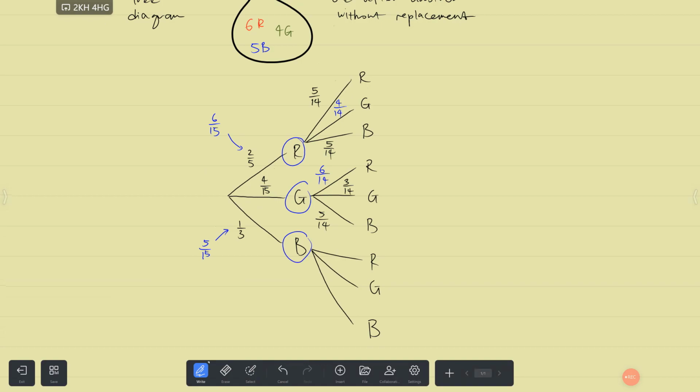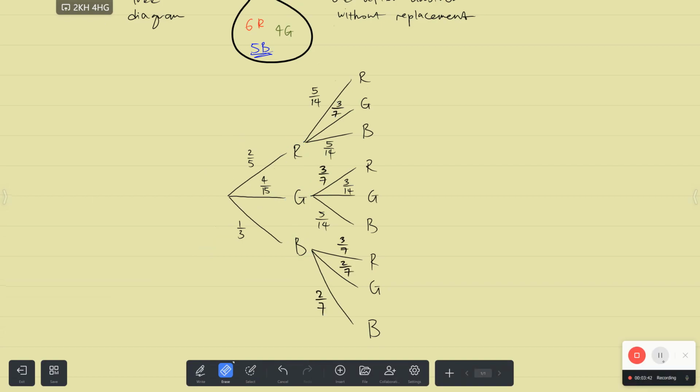So if you take 1 blue marble at the start, you will have 4 blue marbles left. But the red marbles will be 6 out of 14. Green marbles will be 4 out of 14, because there are 4 to begin with. And the blue marbles will be 1 less, so 4 out of 14 as well. All the ones in blue I have to simplify, so let me just do it here.